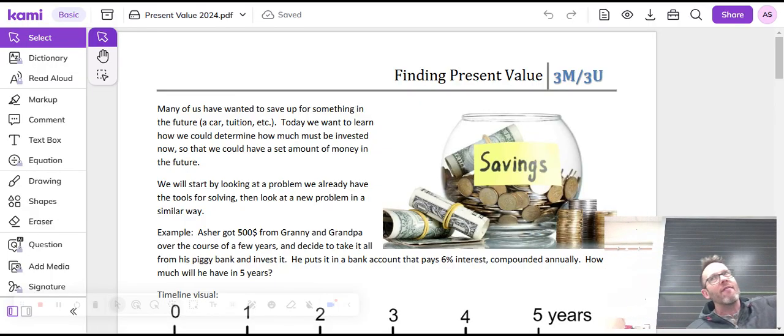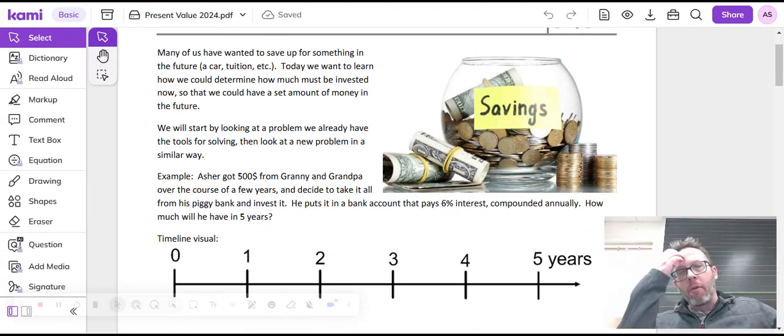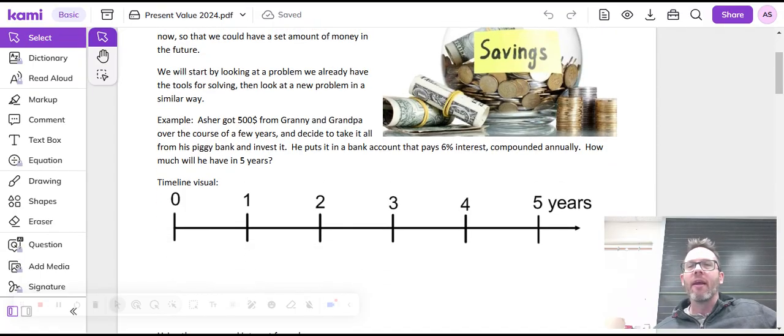Sometimes you might have a savings goal, like I need $10,000 in 4 years to buy a car or maybe have some money for college. What do I need to invest now? That's a legitimate question, but it's different than what we did yesterday. So we're going to start by looking at a problem we already have the tools for solving, and then we'll look at another problem in a similar way.